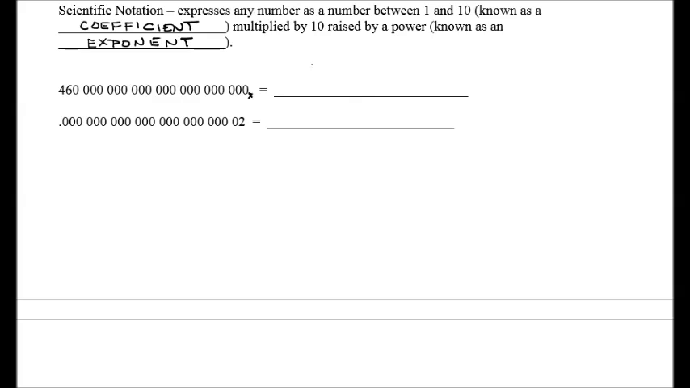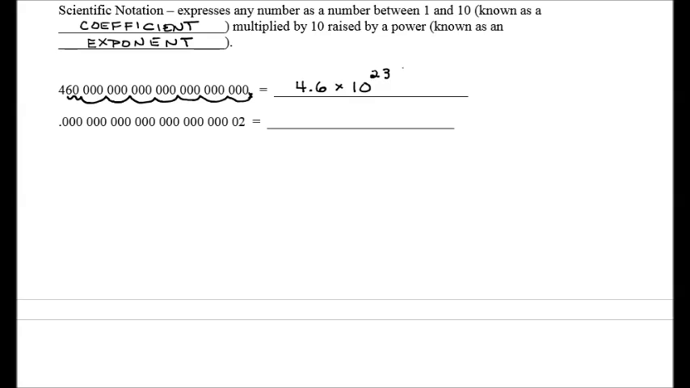To put a number in scientific notation, we move the decimal so we end up with a number between 1 and 10. In this case, we will put the decimal between the 4 and the 6. We then simply count how many places we had to move the original decimal to get to that point. So in this case, 3, 6, 9, 12, 15, 18, 21, 22, 23. So we multiply it by 10 raised to the 23rd.